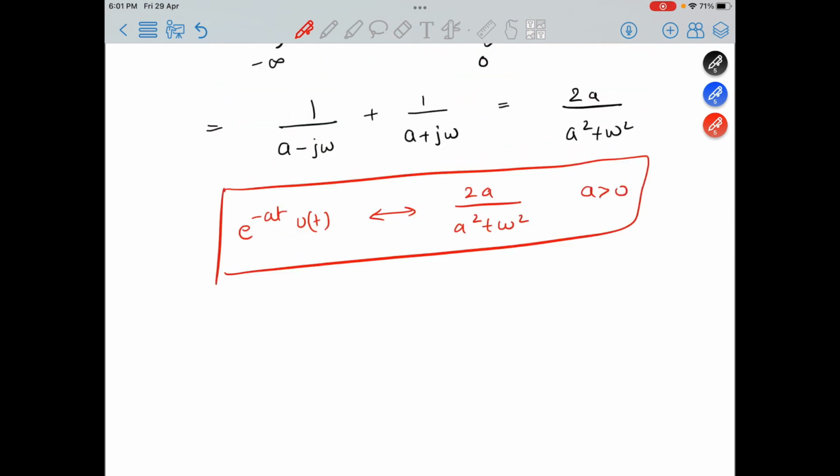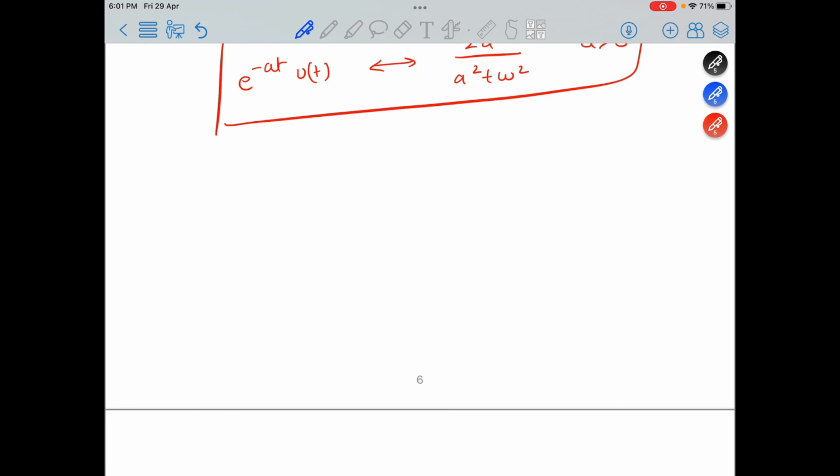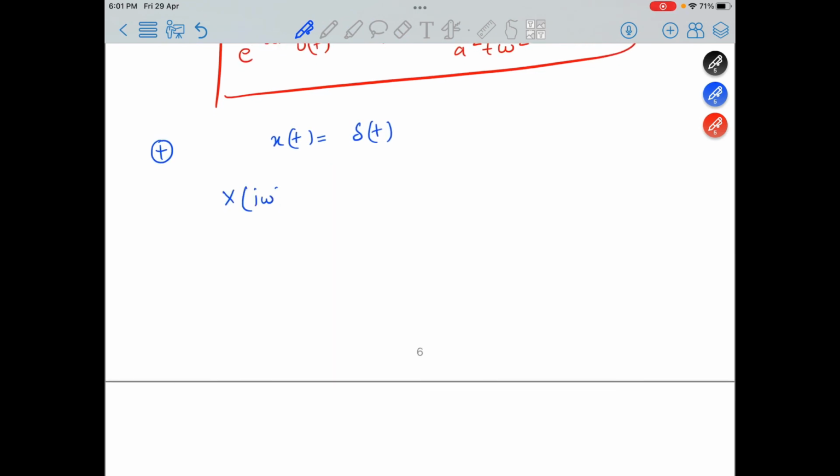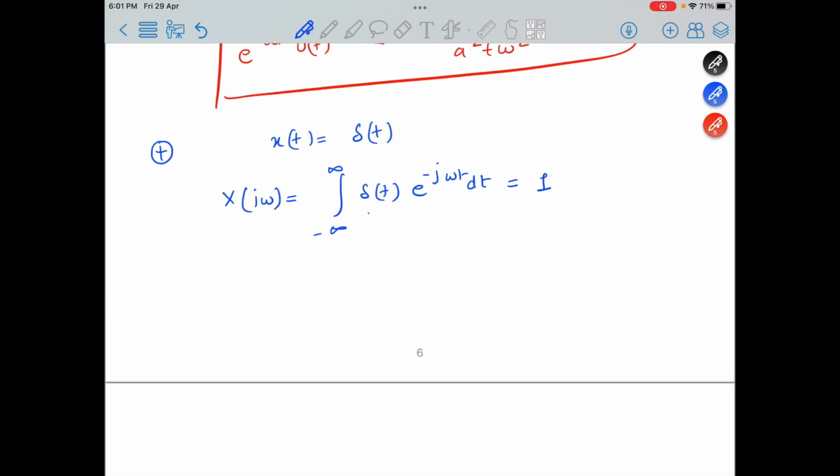Now we will describe the Fourier transform of a very elementary signal, and that is also very important. We will take x of t as the unit impulse function, that is delta t. When we take the Fourier transform of this delta function, it will be the integral from minus infinity to infinity of delta of t times e raised to the power minus j omega t dt, and this value is equal to 1. Why is it so? Because delta t, when multiplied with any function, will sample the signal at t equal to 0. So, we have to put t equal to 0 in this.